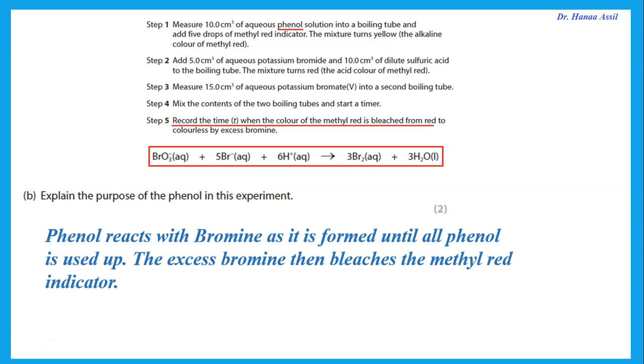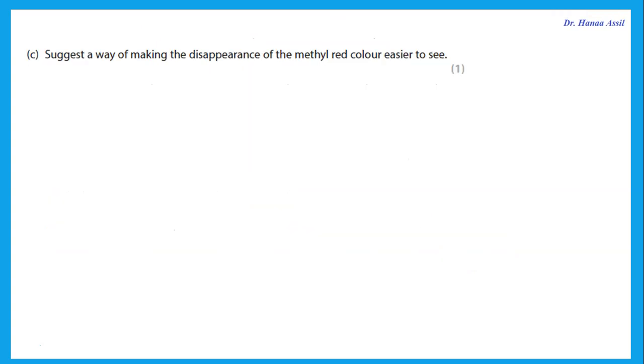So this is just to have a color change after a specific time or after a specific amount of reaction. We don't want the indicator to be bleached immediately, as soon as any bromine is formed. But if we have phenol, then the phenol reacts with bromine, and then when that amount of phenol has been used up, any more bromine will cause the indicator to bleach. So just a way of making the disappearance of the methyl red color easier to see.